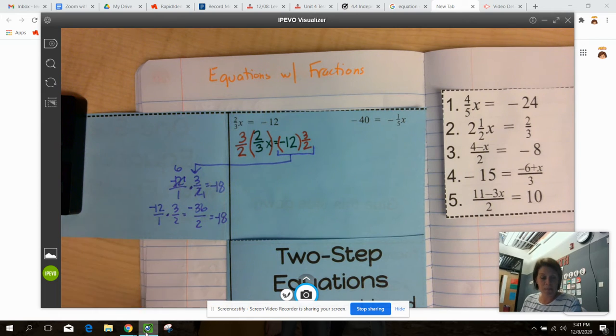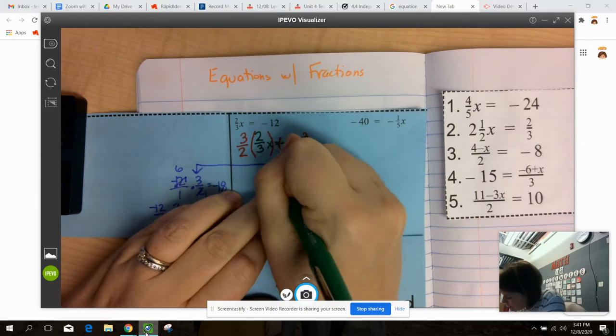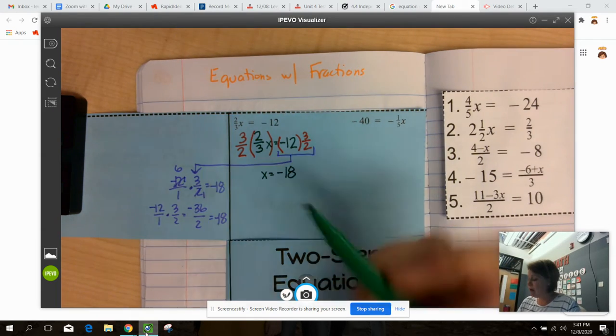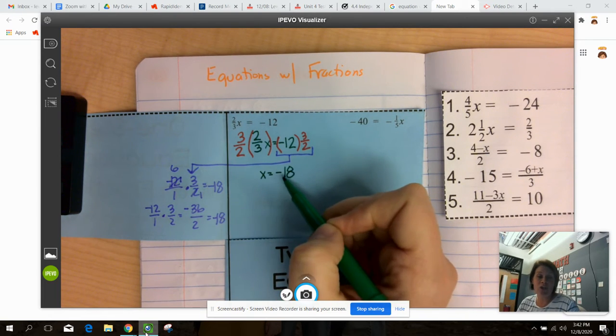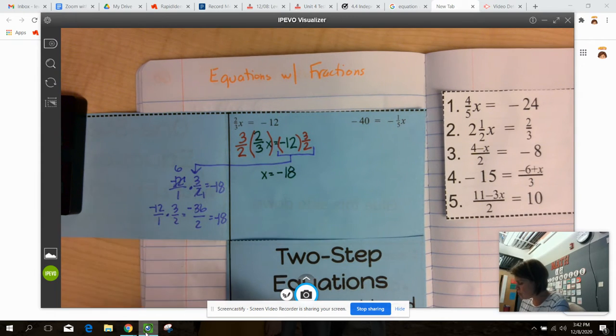So the solution to this, we know that we would cancel these out, and I would be left with x is equal to -18, and that's my solution. Once again, if you plugged this in here, you would multiply it, and you would get the -12. All right, let's look at the next one. So this time, we have a -1/5.